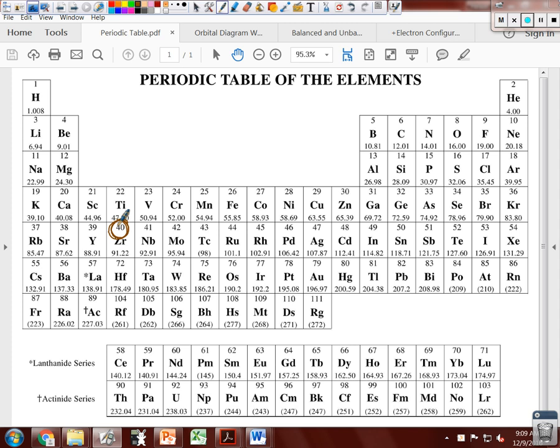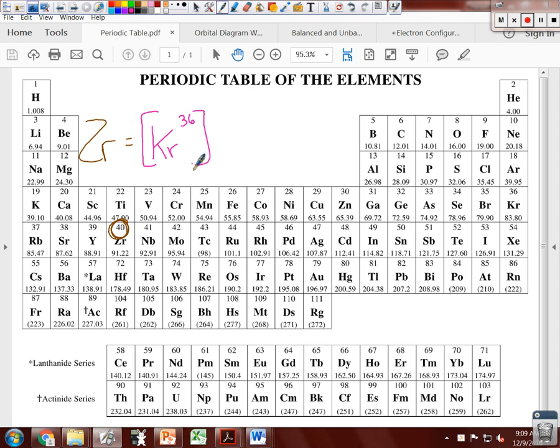Zirconium. Before we do this, again, we're doing Zr. What is the noble gas previous to the number 40? Kr, krypton. Not the closest. The previous. And because, Skylar, I'm going to give you an example. Hold that. We'll come back to it, of why you can't do that.